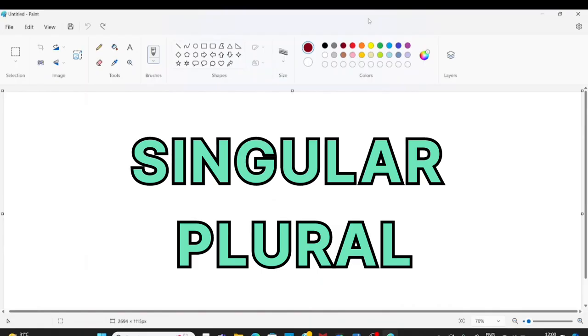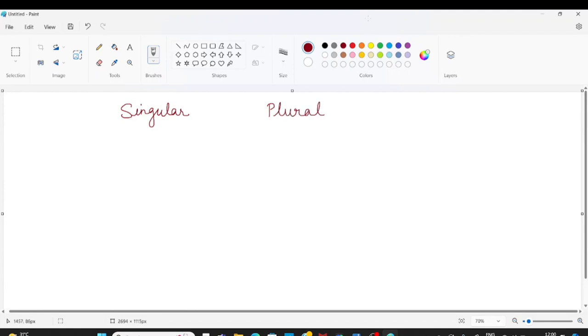Today we are learning the first chapter of standard 2, that is singular and plural in English grammar. The topic is singular and plural. Singular means one and plural means many.